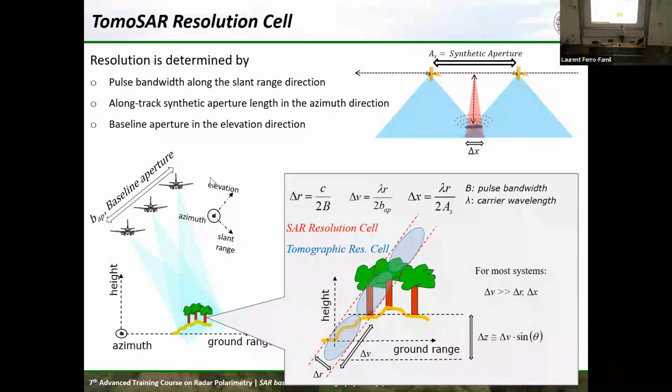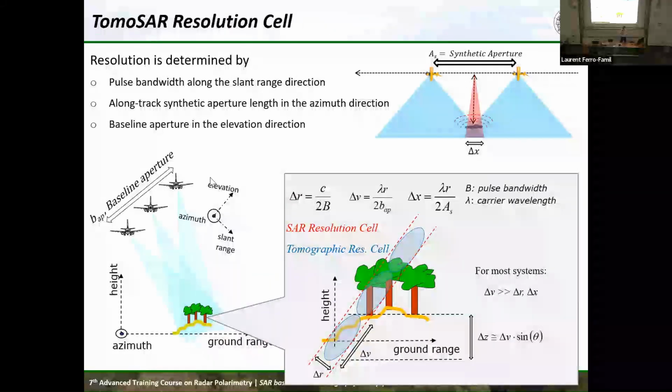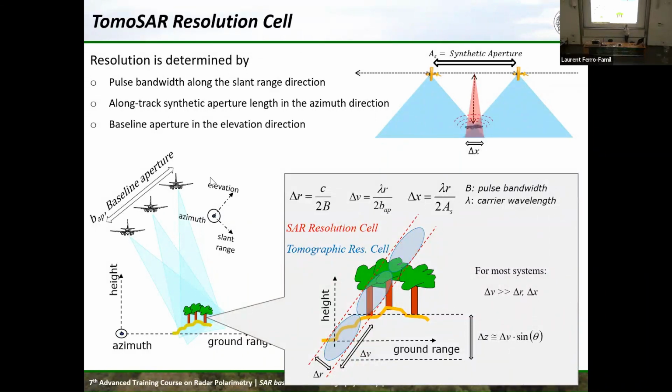This is just to summarize. At the end of a tomographic SAR experiment, your resolution capability is given as follows. Just imagine that the bluish balloon is your resolution. The size of this bluish balloon is given by the bandwidth of the system in this direction, by the length of the synthetic aperture in this other direction, perpendicular to the board, and by the baseline aperture along elevation. So with this knowledge, you have enough knowledge to design the basic parameters of a tomographic SAR system to get a certain extent of the resolution cell.